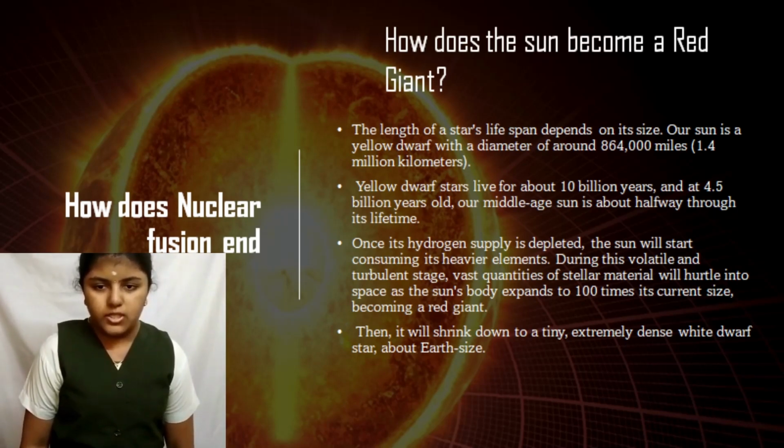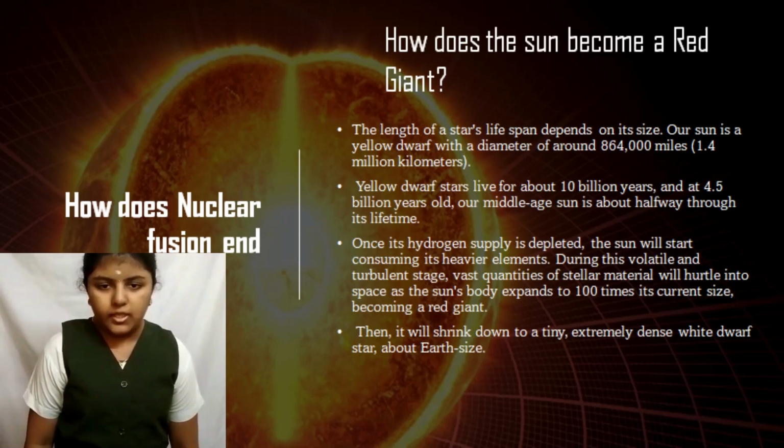Once its hydrogen supply is depleted, the sun will start consuming its heavier elements. During this volatile and turbulent stage, vast quantities of stellar material will hurtle into space and the sun's body expands to 100 times its size, becoming a red giant. Then it will sink down to a tiny, extremely dense white dwarf star about Earth's size.